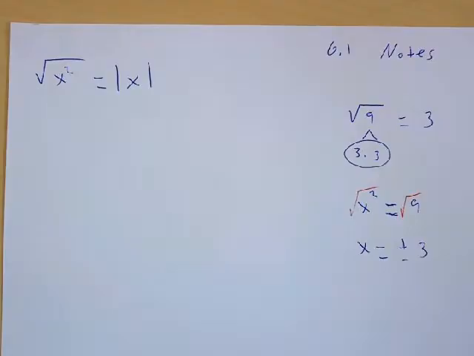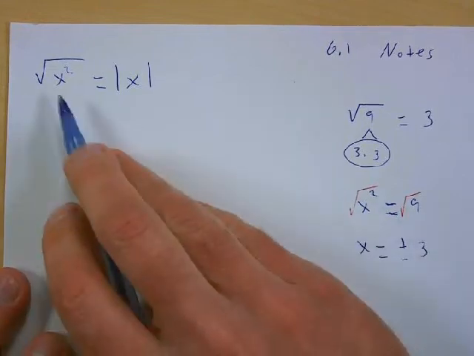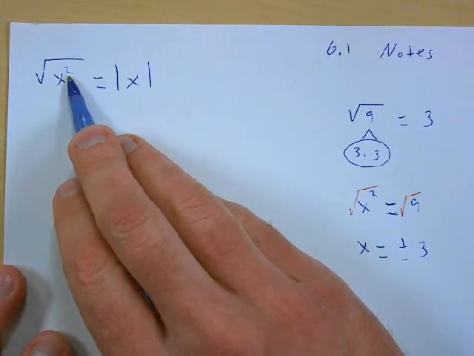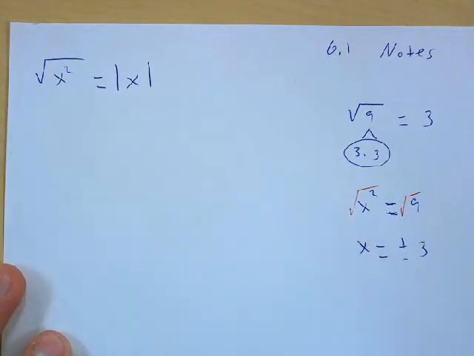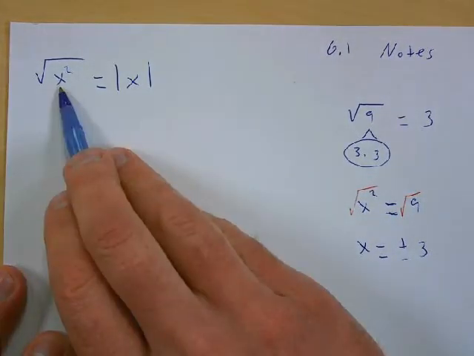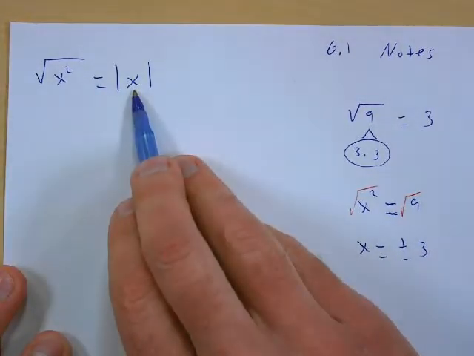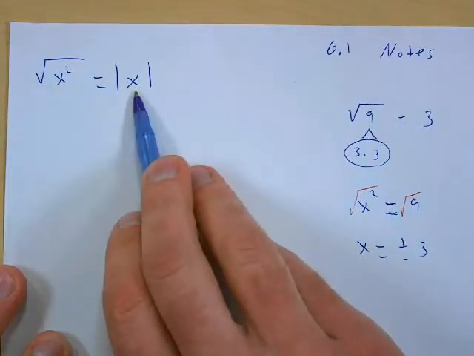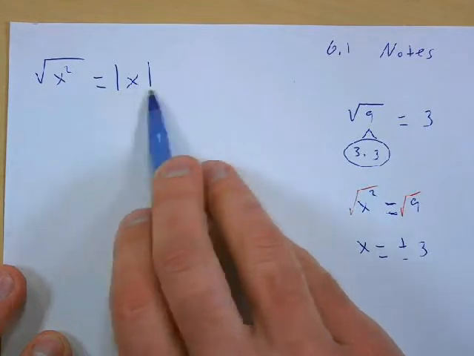Okay, so why is it the absolute value of x? Well, here's why. Can x be a negative number here? Well, sure, because once I square that negative number, it's going to be positive, and then I'd be taking the square root of a positive number, which is fine. But if x is a negative number, that means my answer would come out a negative number, which we can't have. We can't take the square root of something and get a negative number for an answer. That's why we need the absolute value bars.